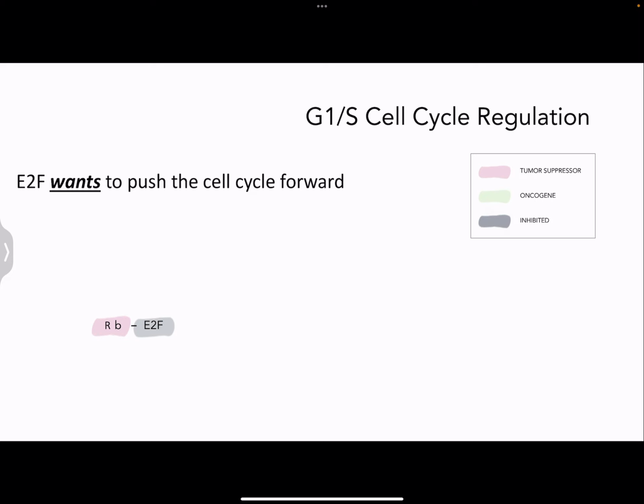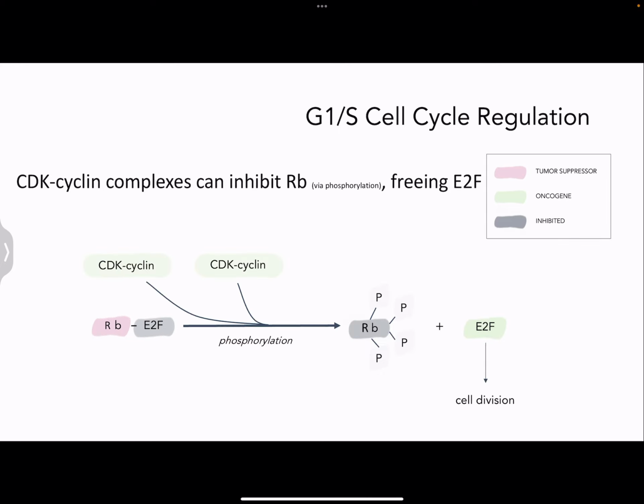So E2F right here wants to push the cell cycle forward, right? It is pro-division. Retinoblastoma here is a tumor suppressor. It is inhibiting E2F. That's its natural state of affairs. So here it's inhibited by RB. But once we have cyclin D and cyclin E pairing up with CDK4 and CDK6, those can come and phosphorylate retinoblastoma. And when it's phosphorylated, it is now inhibited, it's turned off.